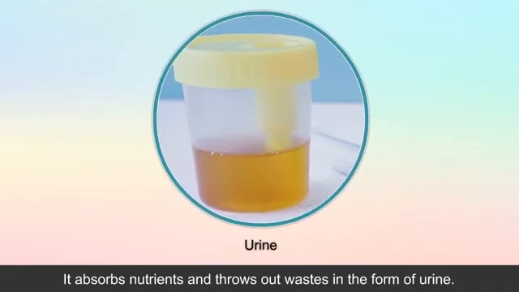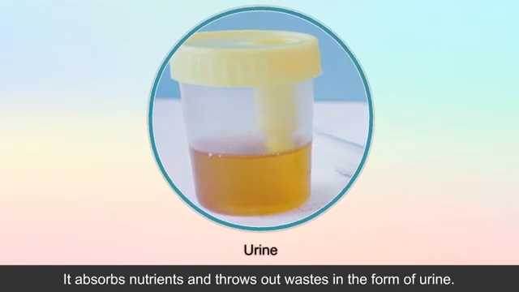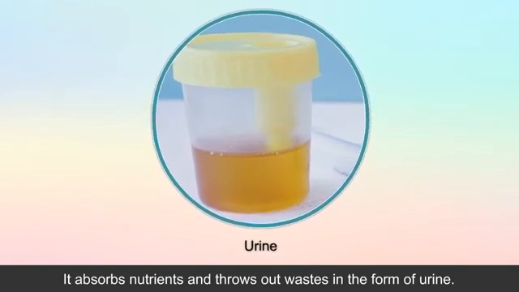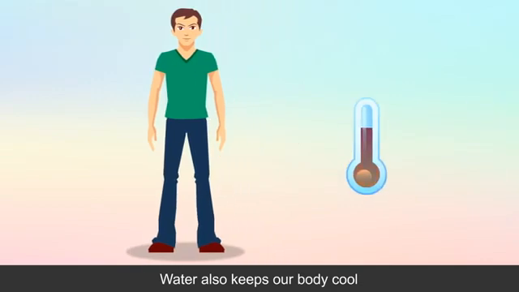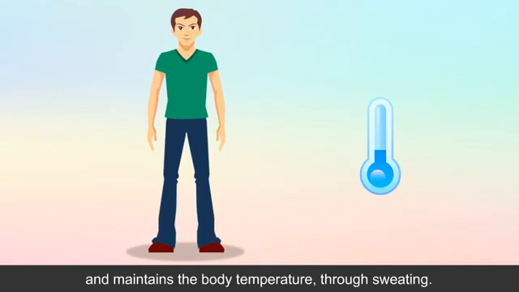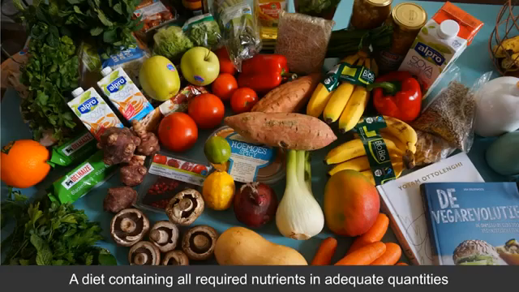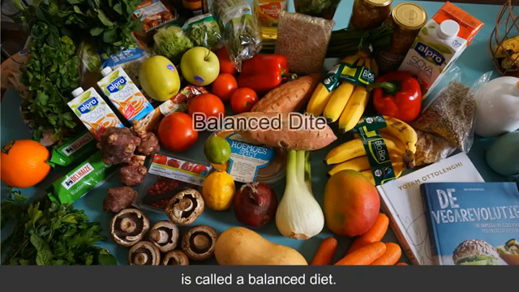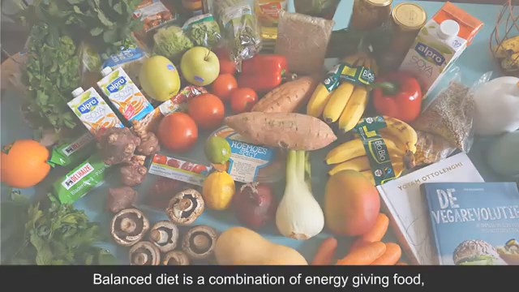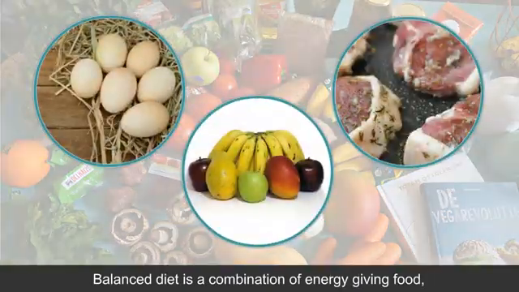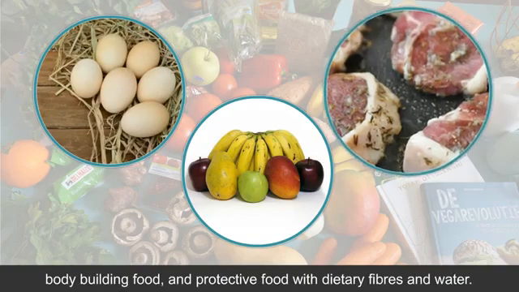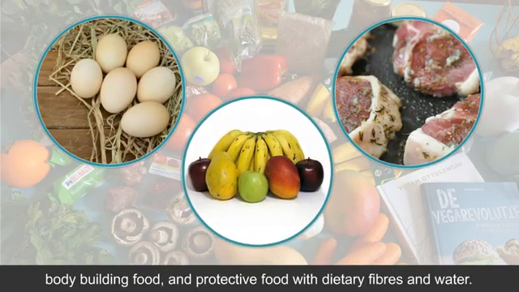It absorbs nutrients and throws out wastes in the form of urine. Water also helps keep our body cool and maintains the body temperature through sweating. Balanced diet. A diet containing all required nutrients in adequate quantities is called a balanced diet. Balanced diet is a combination of energy-giving food, body-building food, and protective food with dietary fibers and water.